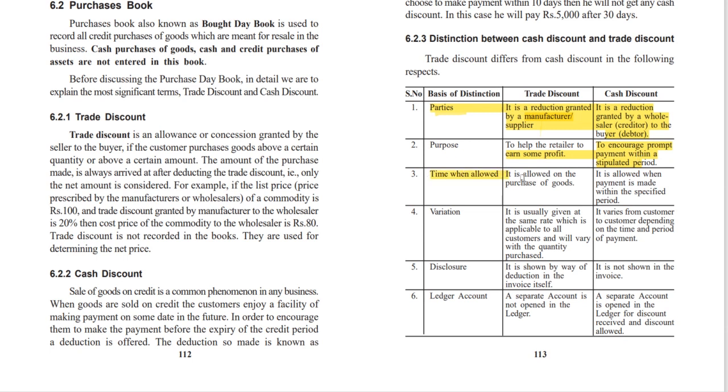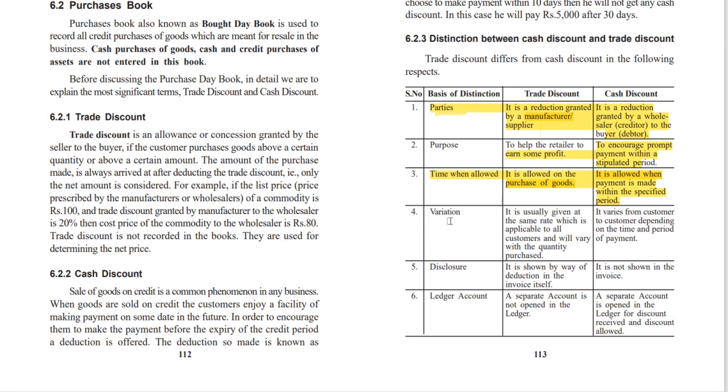time when allowed. Trade discount is allowed on the purchase of the goods. Cash discount is allowed when payment is made within the specified period. So when you are buying a shirt in a store, at that time of purchasing the goods, you are getting a trade discount. But after purchasing, when you are paying the EMIs of that refrigerator, for example, which I have given already, if you made the payments on time within that specified period, you will get a cash discount.